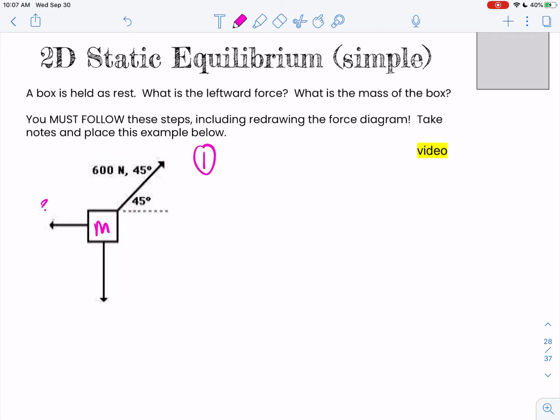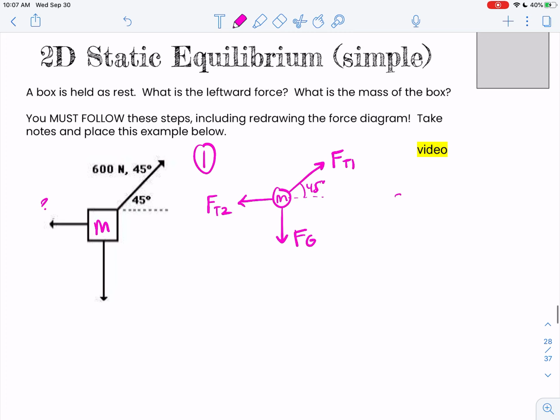So the first one is going to be to just draw the free body diagram or the force diagram, okay? And I'm just going to call this FT because it's probably some kind of rope, okay? And then I'll call this FT2, maybe FT1, and then this would be FG, okay? Sometimes in AP, they want you to label that MG for mass times acceleration due to gravity, so we'll see. Okay, so the first step is you want to try to draw your force diagram or your free body diagram, all right? And the second thing you want to do is split into components, all right?